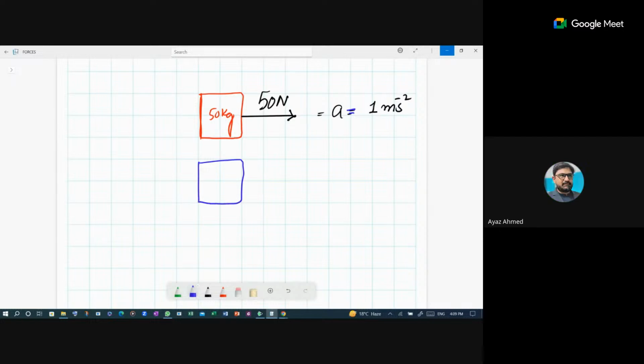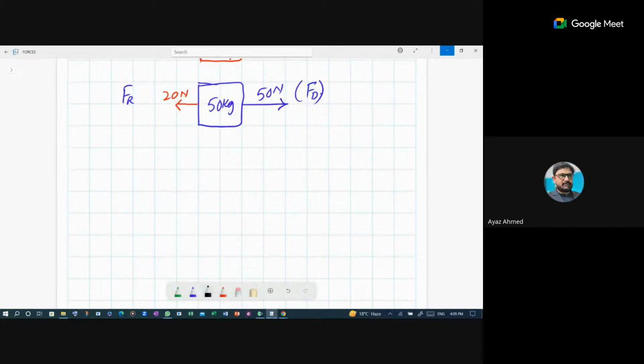The same block is under observation, and on that block one force is 50 newton, and now there is another guy who wants to apply an opposite force. Let's say that force is 20 newton in this direction. Then what would be the acceleration in this block? Now this is your driving force, and this is your resistive force. Got it? Yes.